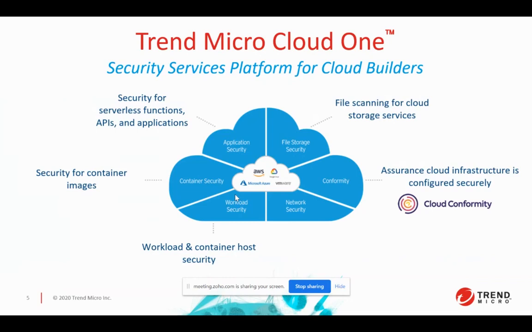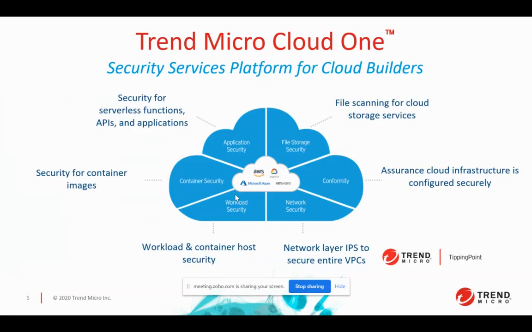And Conformity is the assurance that cloud infrastructure is configured securely. It will maintain the security posture of all the cloud infrastructure and applications. So if anything is mismatched, it can configure it automatically, or else give you a report about all the things not matching the compliance. And network security, as I said earlier, is like TippingPoint as a service, a network layer IPS to secure entire VPCs.